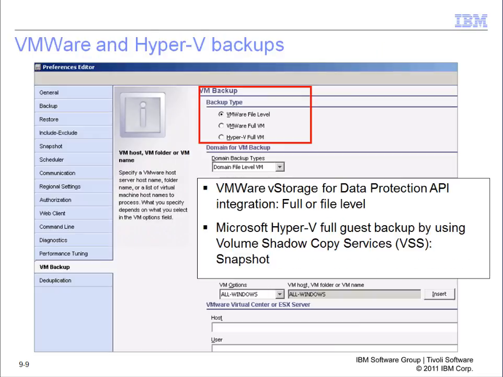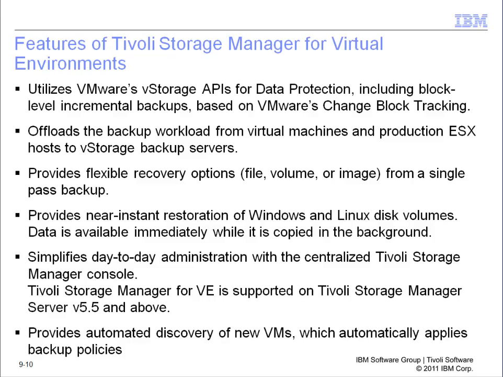This is a picture of the preference editor in your backup archive GUI. This is where you're going to set your VM backup types, either your VMware file level, VMware full, or Hyper-V full. This is using TSM, not TSM for virtual environments. Now, if you do use TSM for virtual environments, this is our additional product that helps you manage your virtual backups. If you're using this, you're going to have a lot more flexibility in your restoring operations.